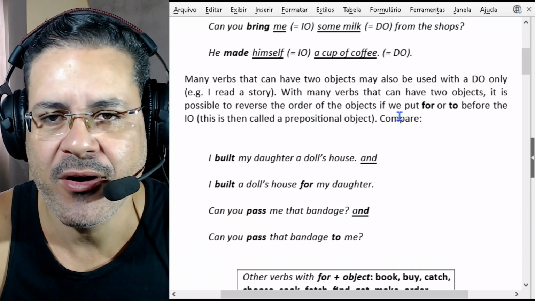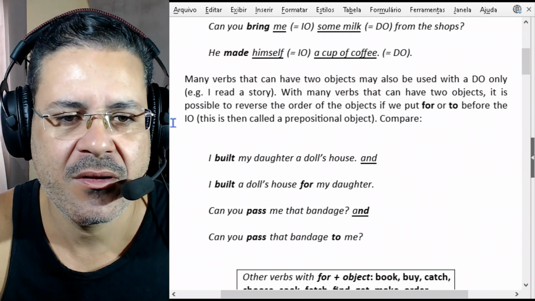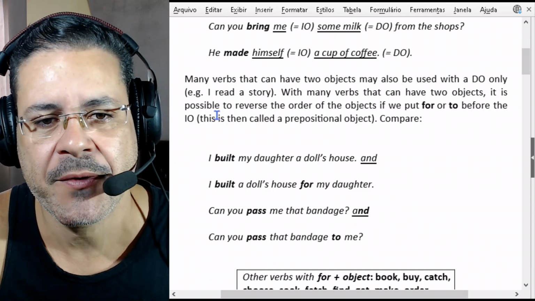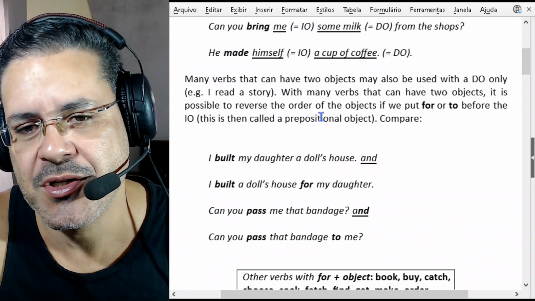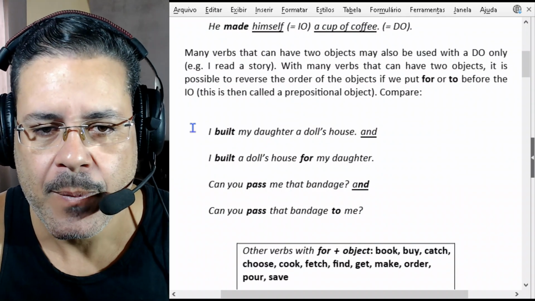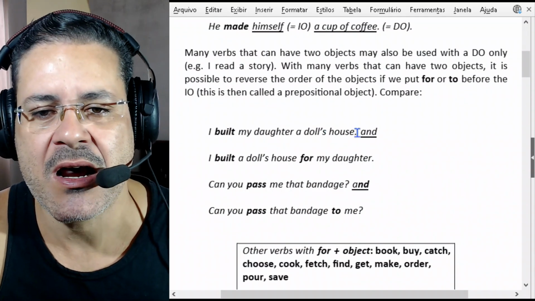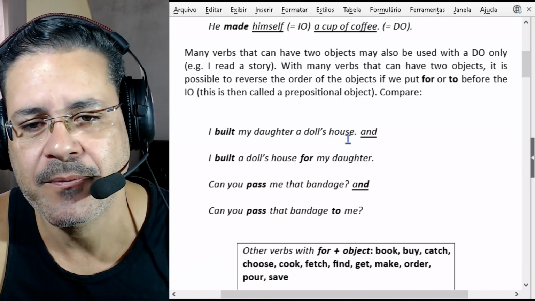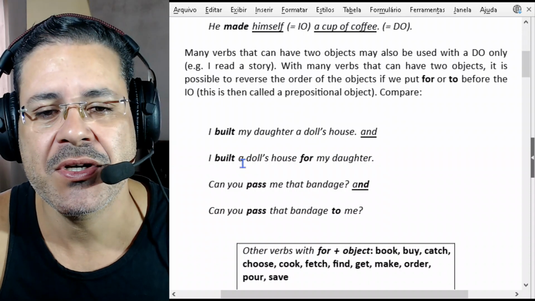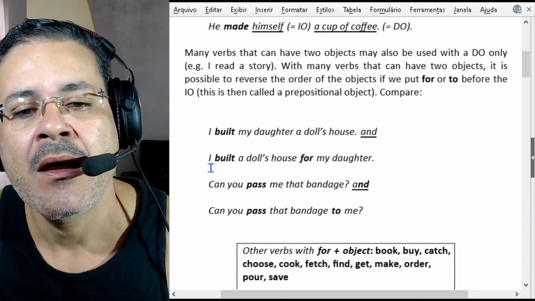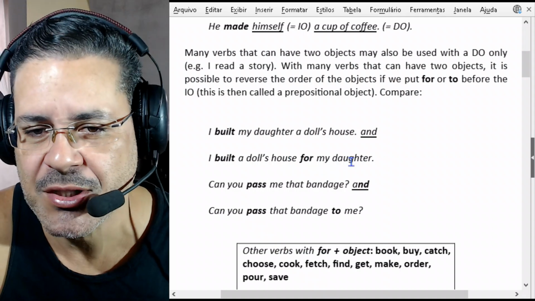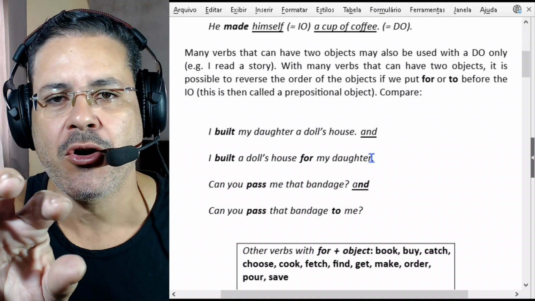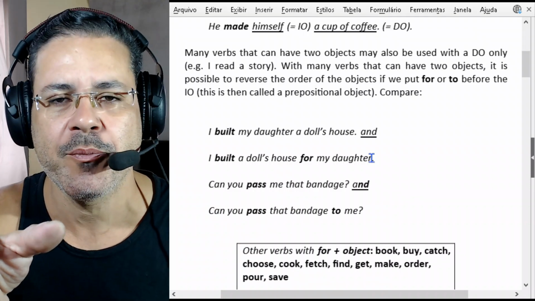If we put for or to before the IO, the indirect object, this is then called a prepositional object. Compare. I built my daughter a doll's house. You built what? I built my daughter a doll's house. And I built a doll's house for my daughter. So we reverse the order between direct object and indirect object.